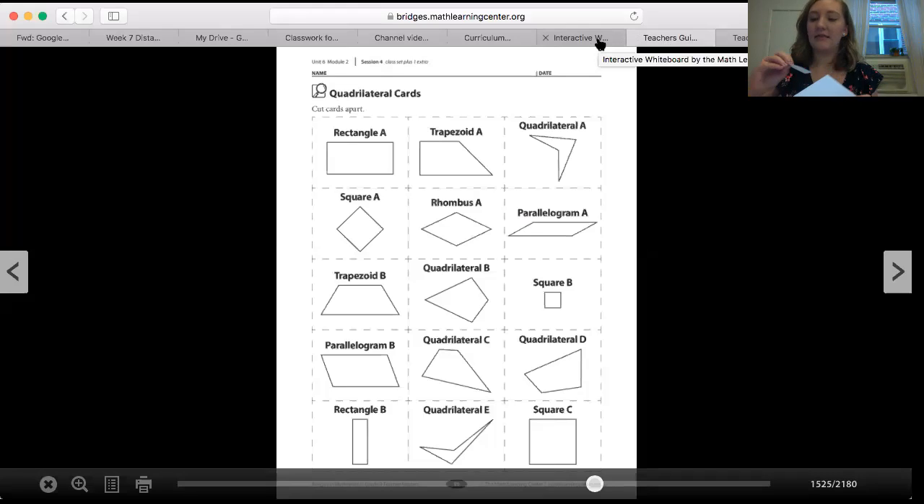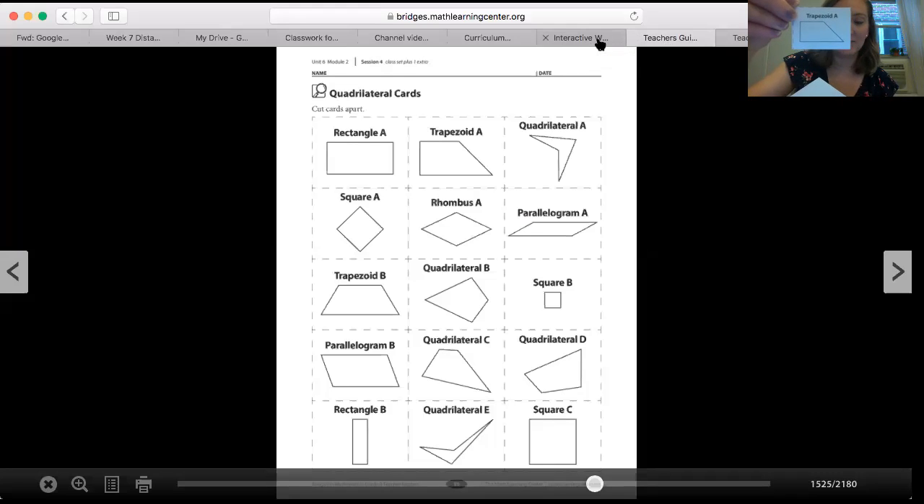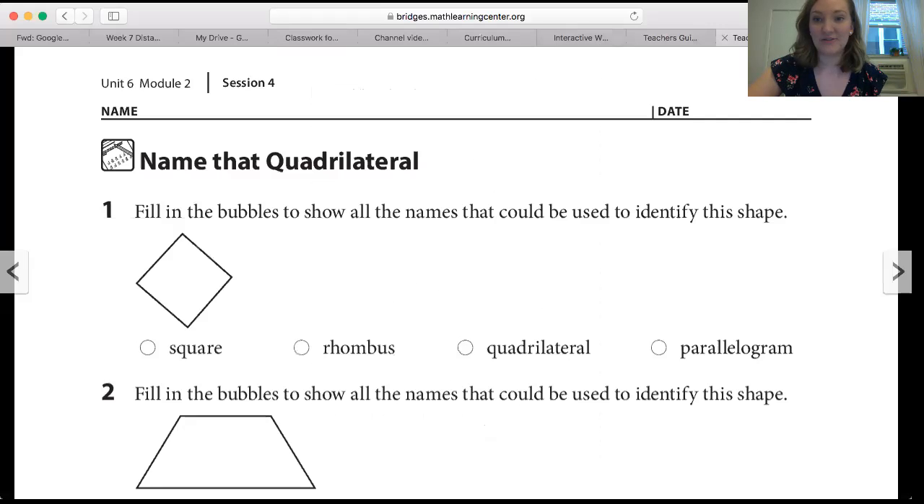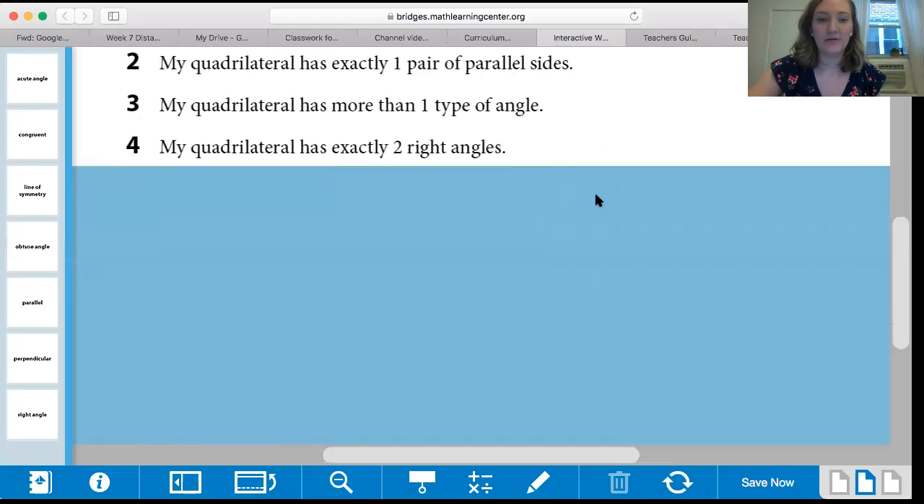Ready? This quadrilateral was trapezoid A. If you guessed this one, you did an awesome job. That was a tricky one. It has 1 pair of parallel sides, and you'll notice it has a right angle up here and down here, but then the other angles are different. Great job. Let's do our next riddle, riddle 3.